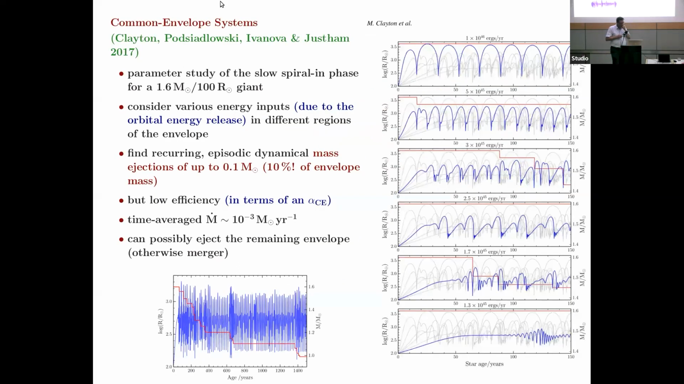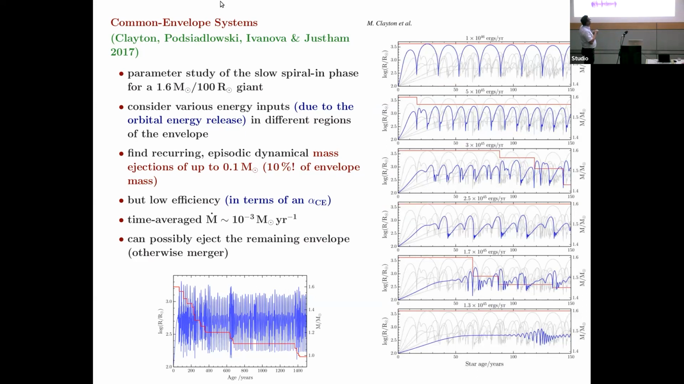And in 2017, we published a systematic study. We're just looking at these envelopes, putting in energy, which we assume comes from the spiral-in process, and looking at what the envelopes do, how they react. And this is shown here. These are, again, radii, well, it's the surface radius as a function of time for 150 years. And again, you see very big radial pulsations. And this is the blue curve.